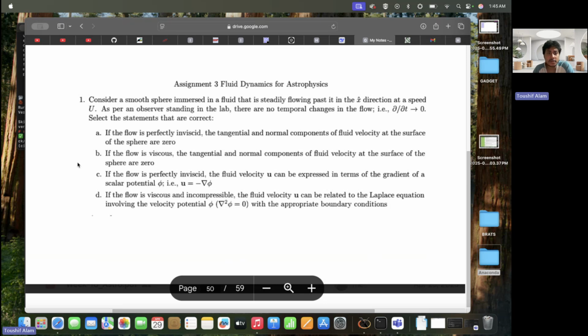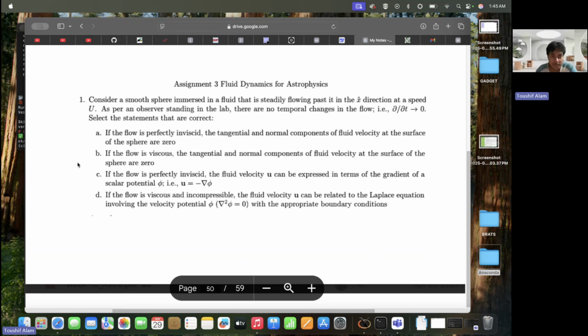The first statement reads: if the flow is perfectly inviscid, the tangential and normal components of fluid velocity at the surface of the sphere are 0. Inviscid means there is no viscosity. If the fluid is viscous, the tangential and normal components of fluid velocity at the surface of the sphere are 0. So the question is related to the fluid velocity at the surface.